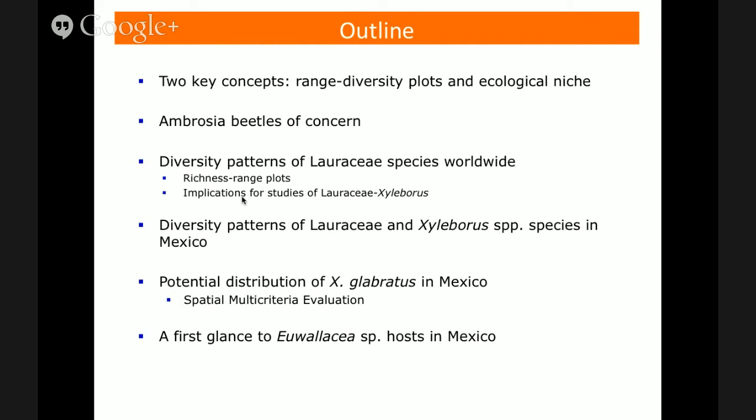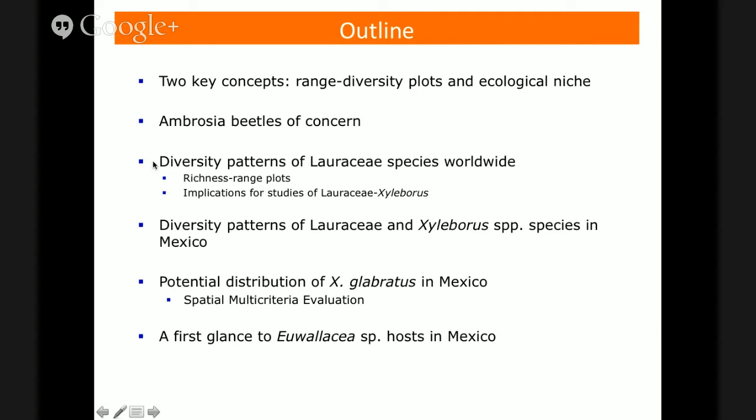So for today's seminar, I will first introduce two key concepts that I will use. The first of them is range diversity plots and the second is ecological niche. You may be more familiar with the second, and I will spend a little bit of time on each of those. Then I'll introduce the two species of ambrosia beetles that are of big concern for us in Mexico, as well as in the US, where they have been introduced since around 2002 and 2003 on both coasts, East and West, Georgia and California, respectively.